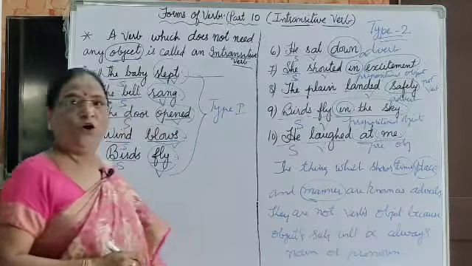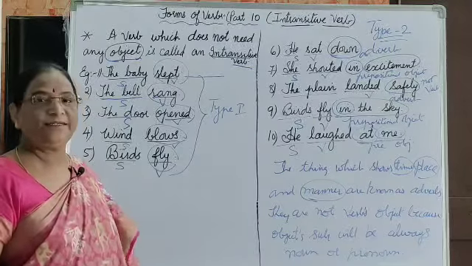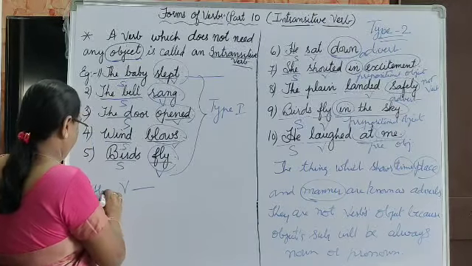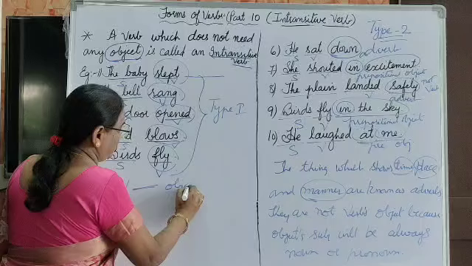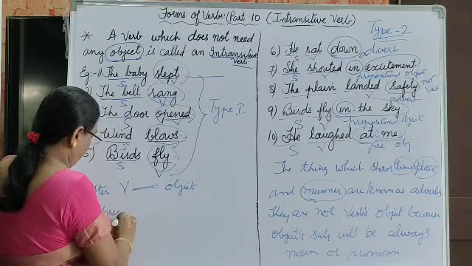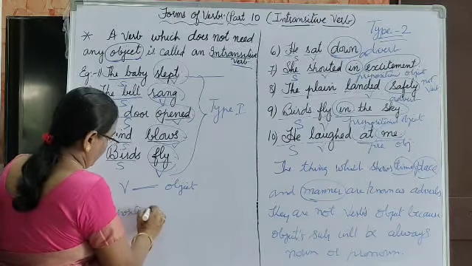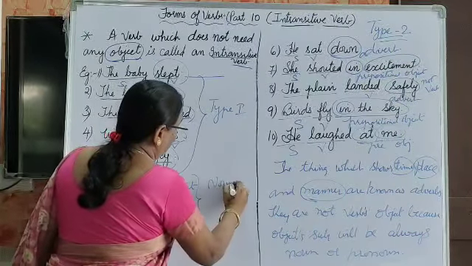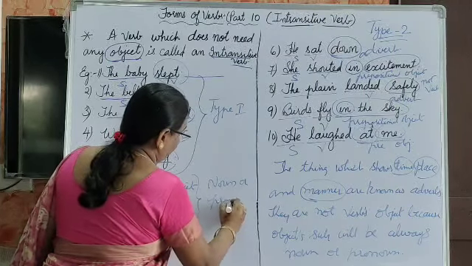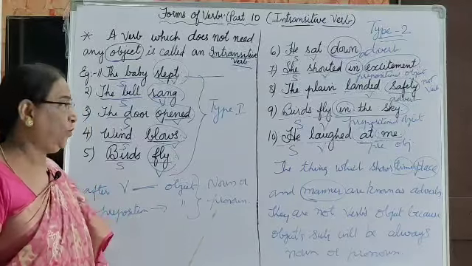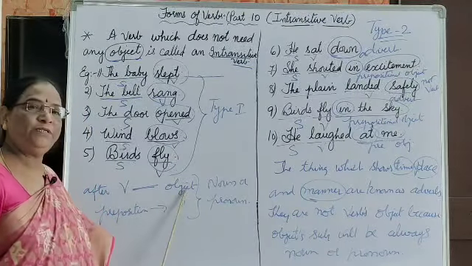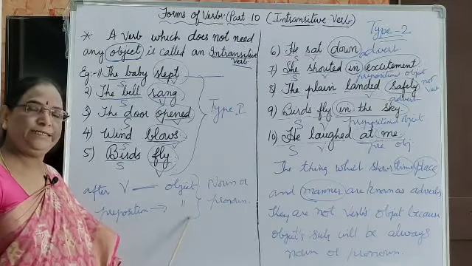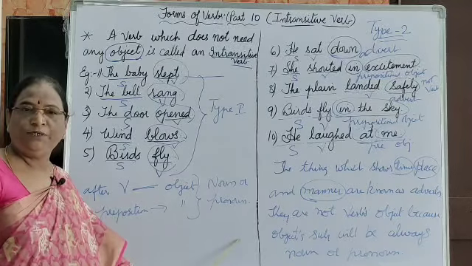Okay, prepositional object. Yesterday in the previous class I told you that you must keep in your mind that after the verb we have object, and after the preposition it takes object. In the place of object they may be noun or pronoun. After the verb we have object, after the preposition object comes. So in the object place they may be noun or pronoun. This should be kept in your mind.